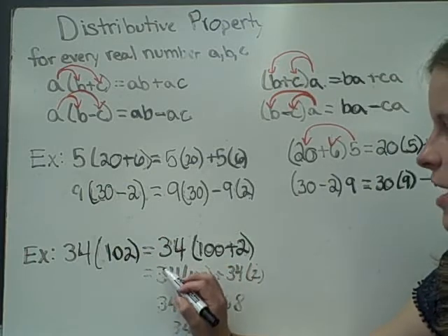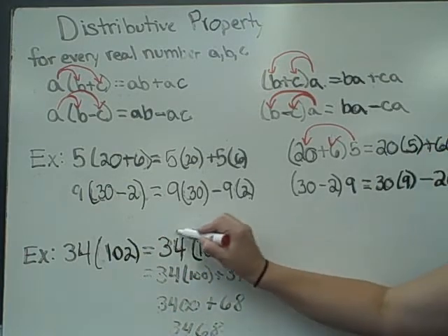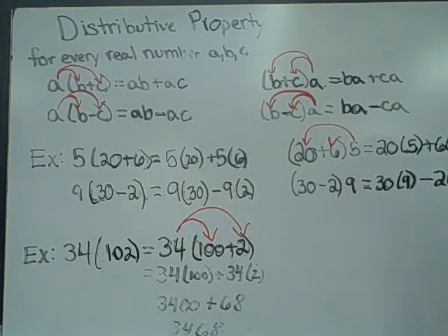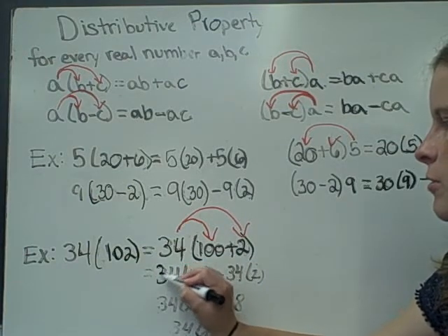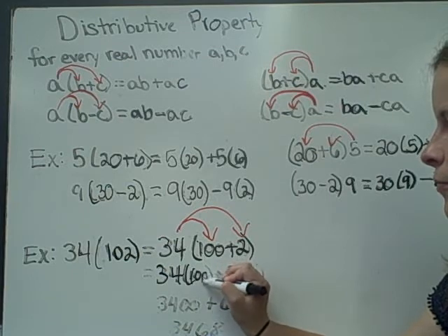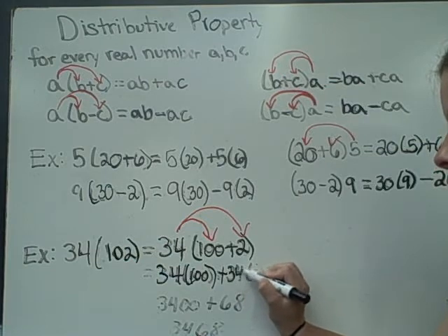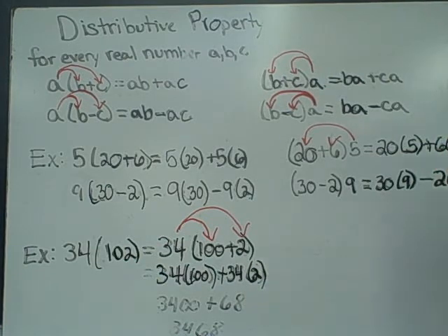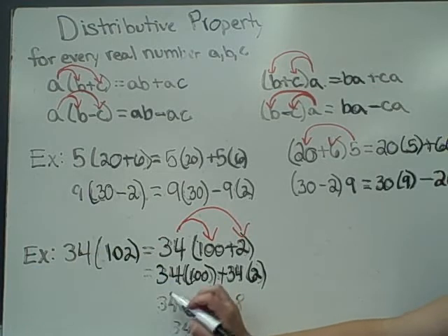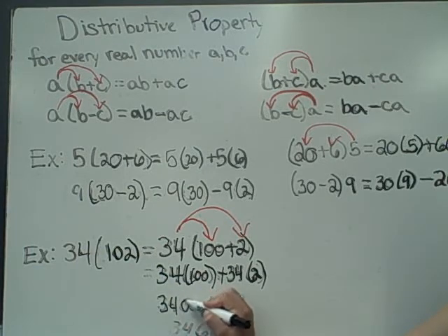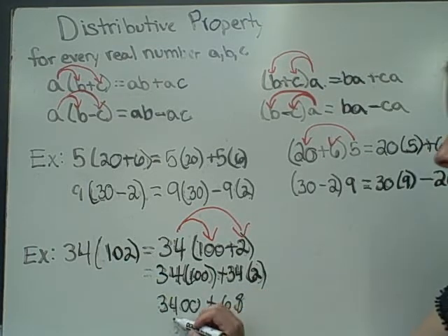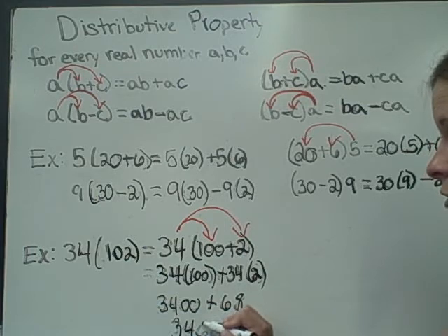And then what I could do is just say, well, if I use the distributive property, this is 34 times 100 plus 34 times 2, right? And then you could easily say, well, that's 3,400, and this is 68. I can do that in my head. And together, I end up with 3,468, okay? That can help you do some mental math if you just break it down.